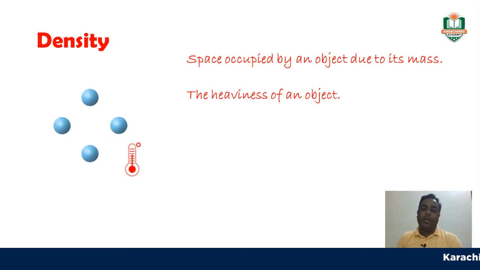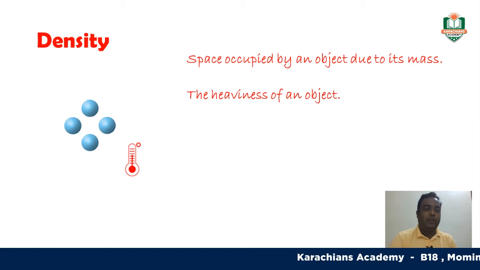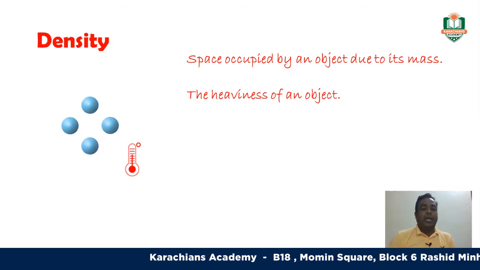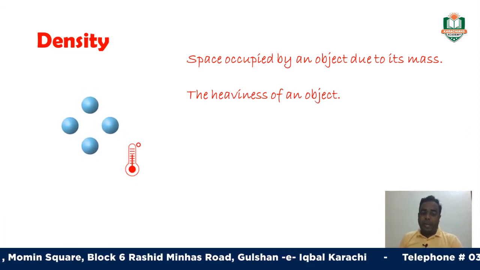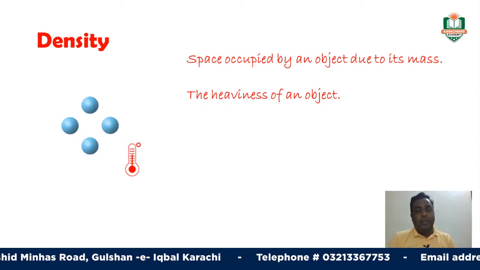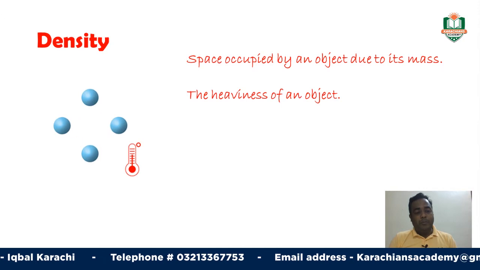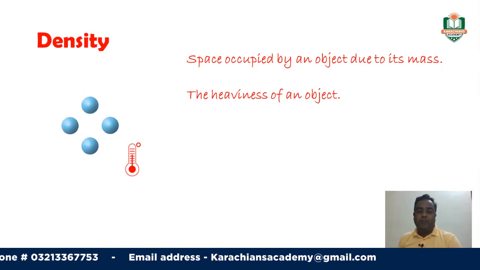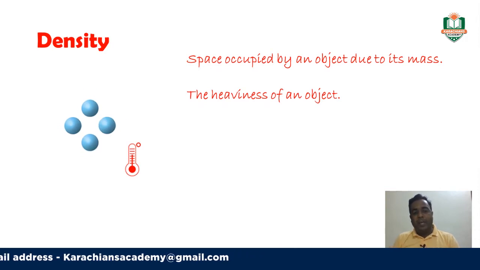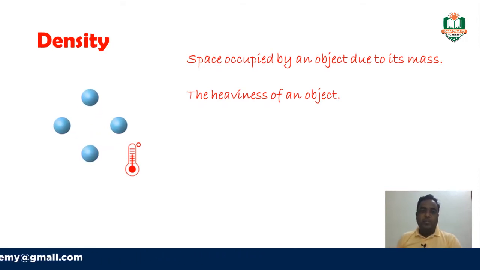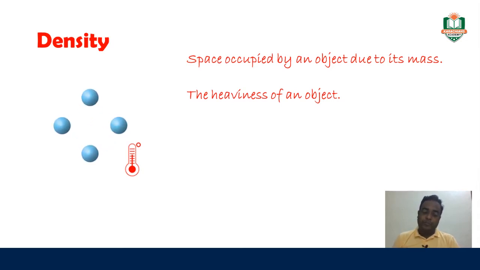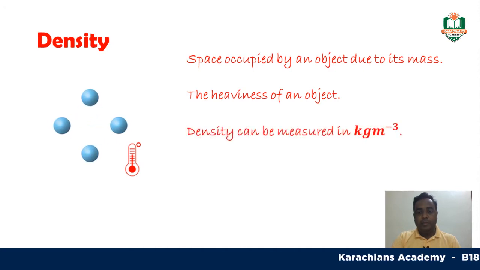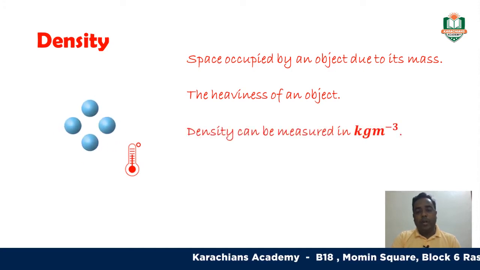So remember one thing: when the molecules get closer to each other, they occupy a smaller space. When it occupies a smaller space, its volume will be reduced and density will increase. And when the molecules move away from each other, the volume of that object will increase and density will decrease. So here we can say that the density of an object and the volume are inversely proportional to each other. And density can be measured in kilogram per meter cube.